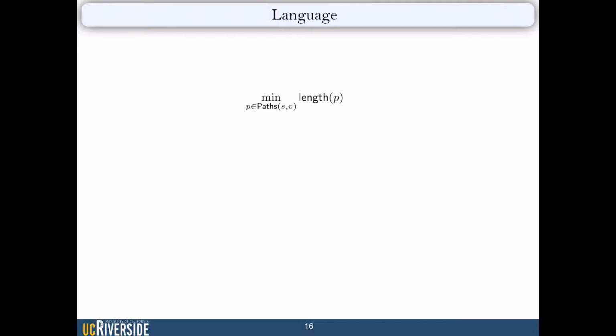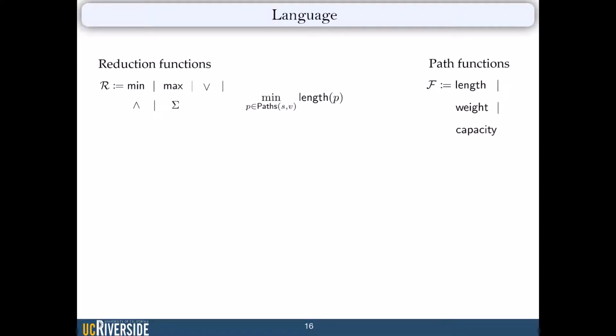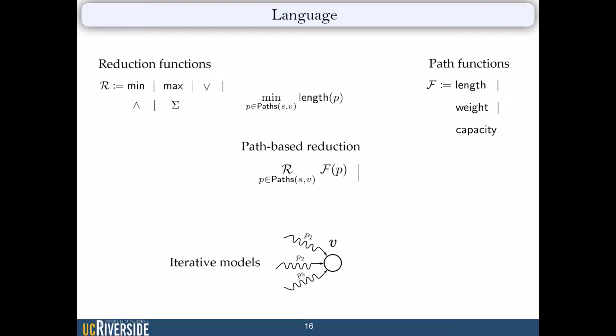We have modeled known path functions such as length, weight, and capacity. Also, the reduction functions are from the known reduction operators. Reductions of these sorts are called path-based reductions and have the general form of applying reduction function R to the result of a path function for a set of paths. We will later see that path-based reductions can be calculated using iterative models. The path-based reduction can also be represented with a let term that binds the variable x to the result of the path-based reduction at each vertex.